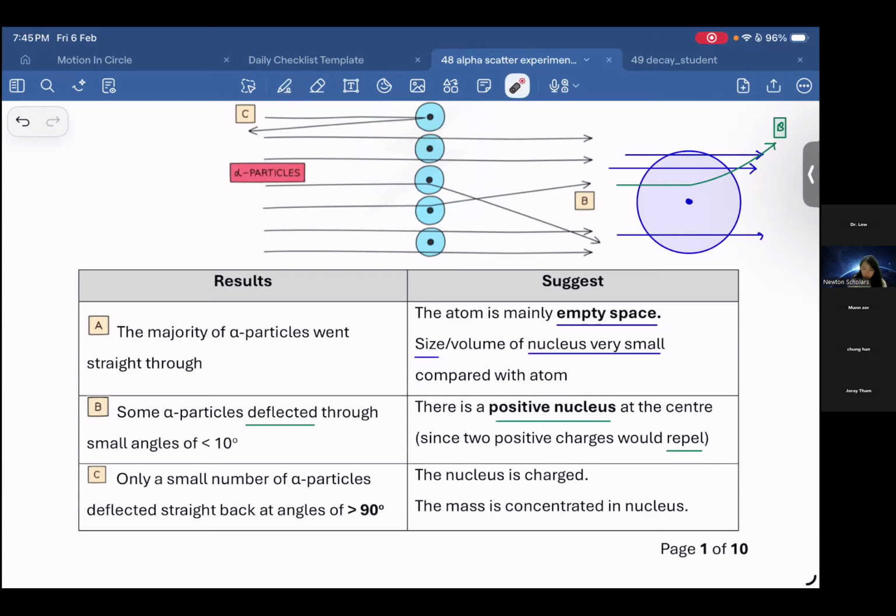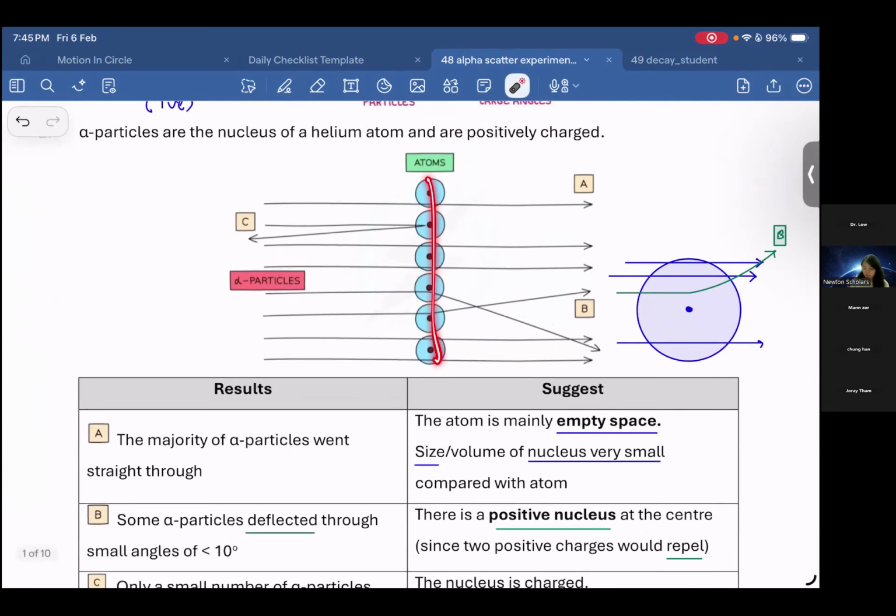Third observation: a very small amount, very few alpha particles, will deflect at a large angle. Here the large angle means that it's greater than 90 degrees. Then this one will hit exactly on the nucleus and then it will rebound.